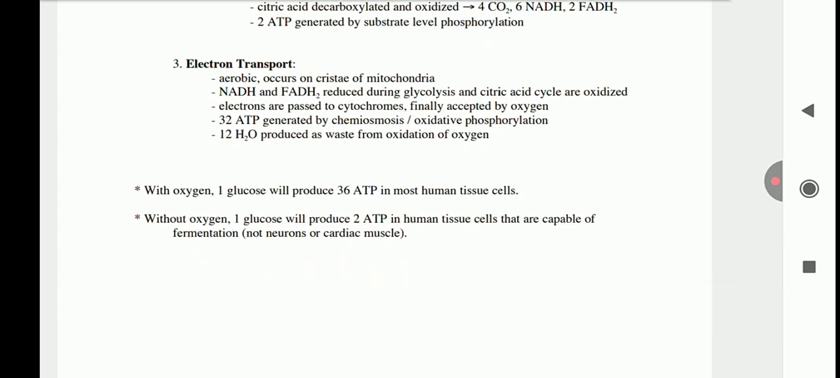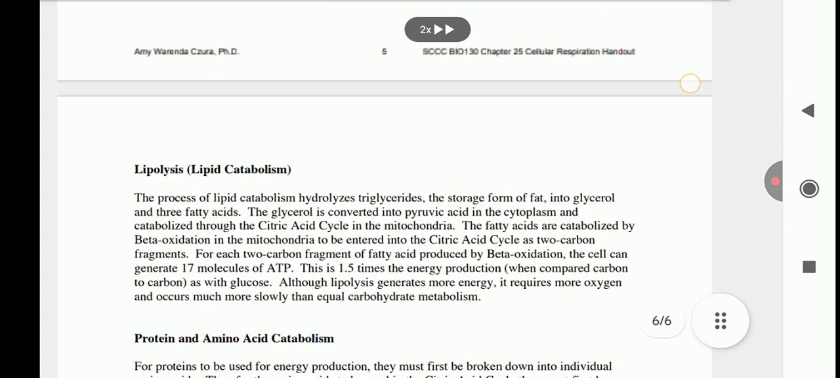Now third, electron transport. Aerobic, occurs on the cristae of the mitochondria. NADH and FADH2 reduced during glycolysis and the citric acid cycle are oxidized. Electrons are passed to cytochromes, finally accepted by oxygen. 32 ATP are generated by chemiosmosis, oxidative phosphorylation. H2O is produced as waste from the reduction of oxygen. With oxygen, 1 glucose will produce 36 ATP in most human tissue cells. Without oxygen, 1 glucose will produce 2 ATP in human tissue cells that are capable of fermentation.